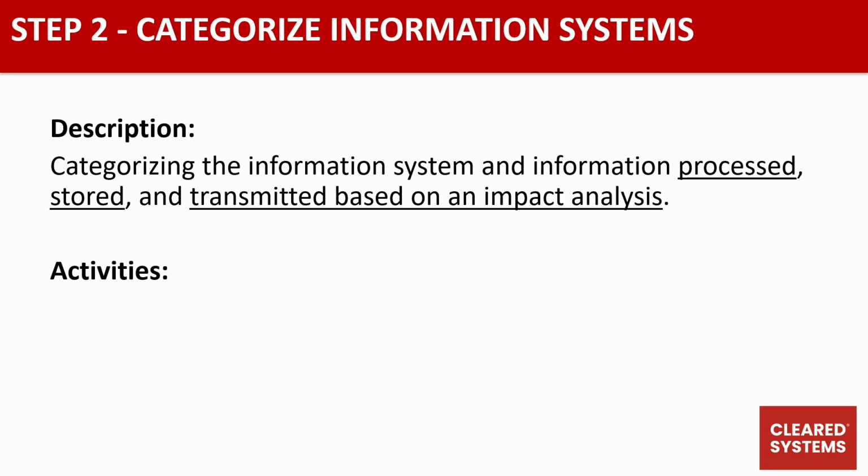categorize information systems. With this step, we categorize the information system and the information it processes, stores, transmits based on an impact analysis. Activities include identifying information types, determining the impact level, and documenting the system categorization. Proper categorization helps in selecting appropriate security controls.